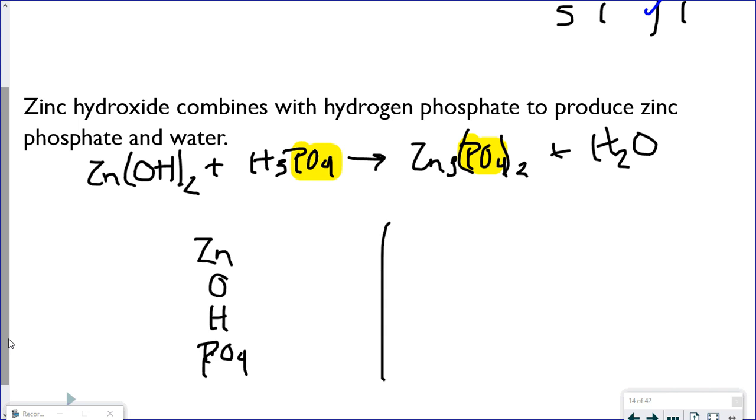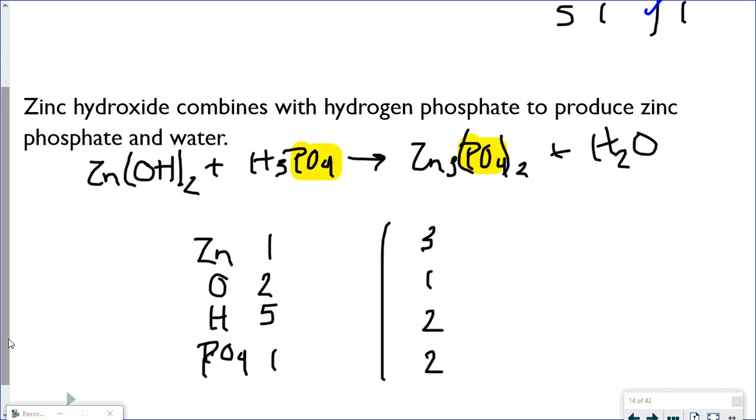So on our reactant side, we have 1 zinc. The oxygens, we want to make sure not to include the oxygens that we're counting as part of phosphate. So we have 2 of those. For hydrogen, we have 2 hydrogens in zinc hydroxide plus 3 in hydrogen phosphate for a total of 5. And we have 1 phosphate because remember that 4 is part of phosphate, not a separate subscript. On our product side, we have 3 zincs, 2 phosphates, 2 hydrogens, and 1 oxygen that's not part of phosphate. So we got a lot of work to do on this one.